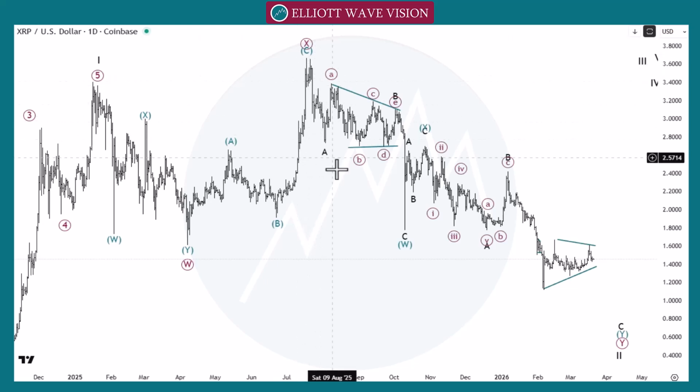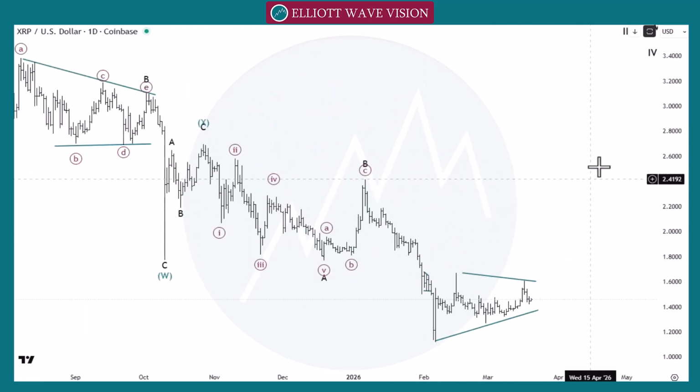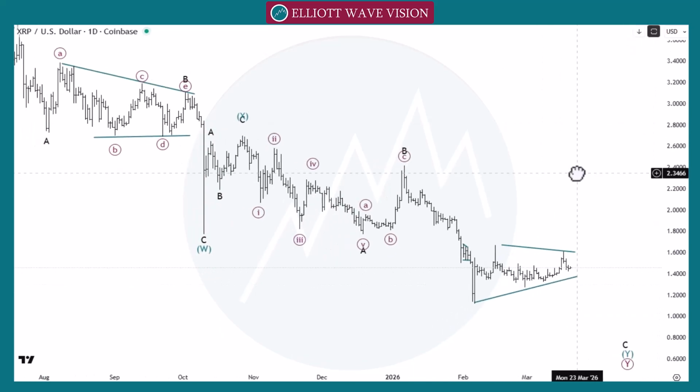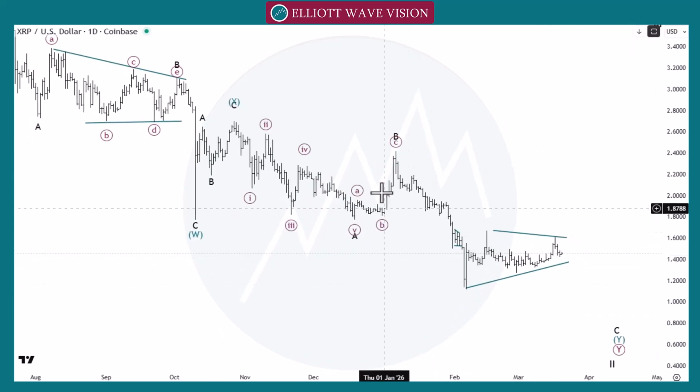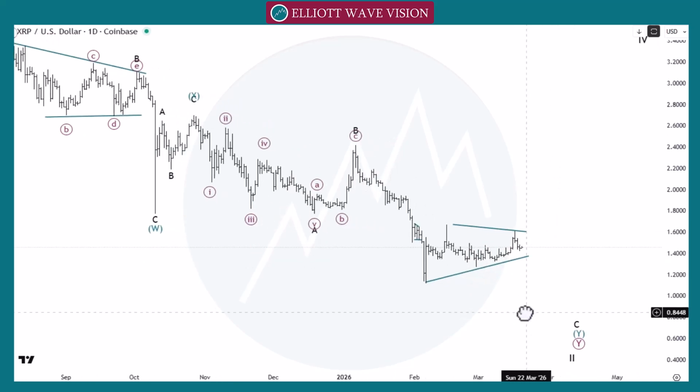Market gives us this move as a B, and C, W, then X at this point, then wave A, wave B, and now this wave C is in play. We count this structure after this black wave B as a wave 1, wave 2, wave 3, wave 4 as a triangle like A, B, C, D, and E. Then we will go towards the bearish side.